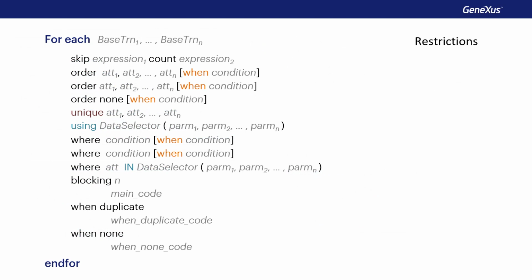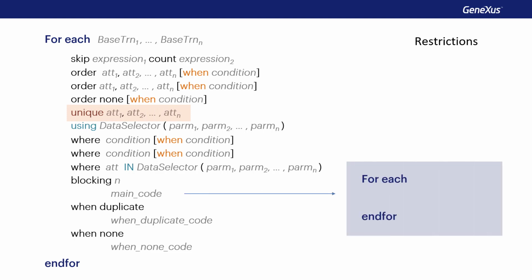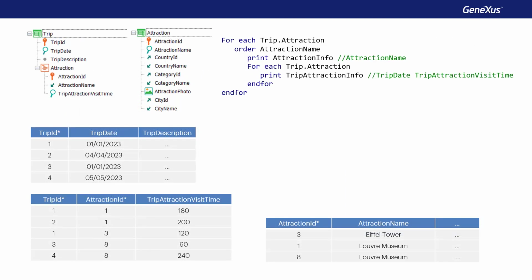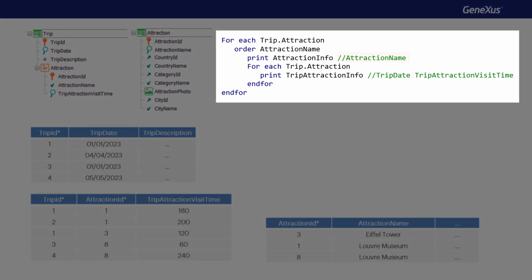Finally, let's mention the last restriction. If we use a unique clause, it only makes sense to nest another for each if it doesn't have the same base table. That is to say, we cannot use unique in control breaks, as one might think at first. So, for example, if we want a list of the attractions included in trips, with the duration of the visit to the attraction in each of those trips, we'll have no other option but to implement it as the typical control break.